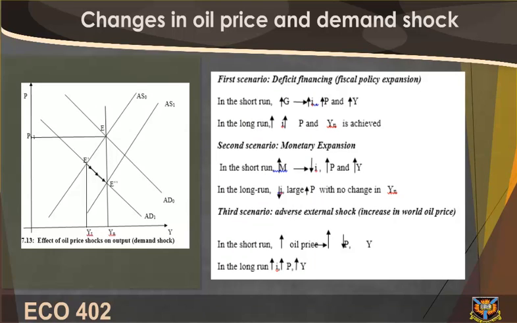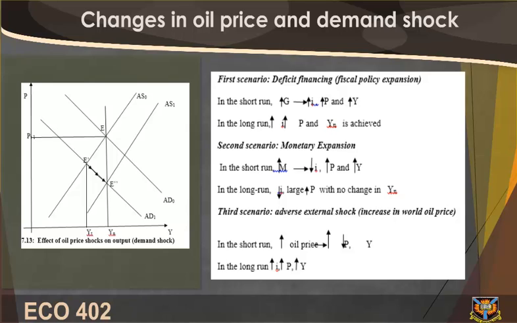First scenario, deficit financing fiscal policy expansion. In the short run, P and Y rise. In the long run, P rises and YN is achieved. Second scenario, monetary expansion. In the short run, P and Y rise. In the long run, P rises with no change in YN.